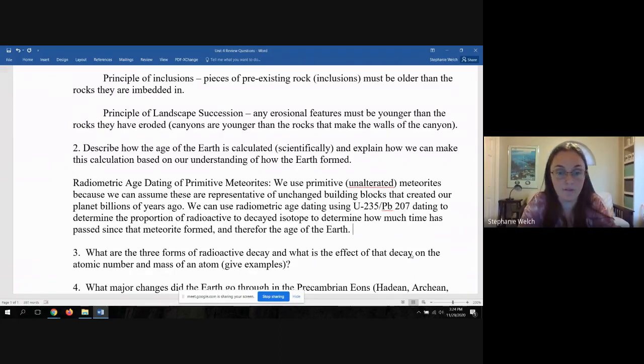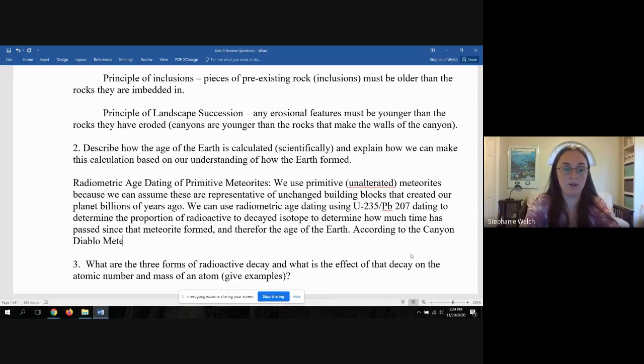So the first meteorite that we ever used to do this, to use uranium-235, lead-207 dating, was called, let's say, according to the Canyon Diablo meteorite.